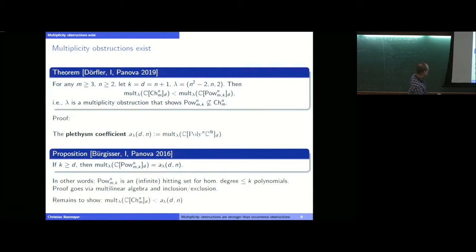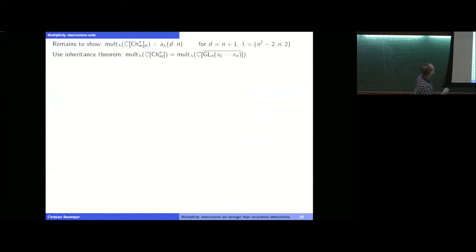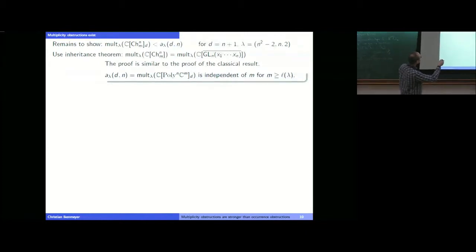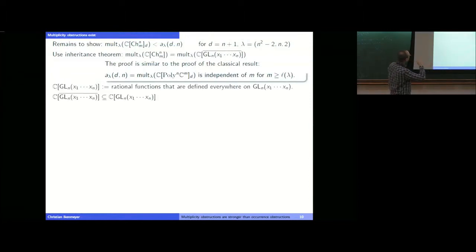So it remains to show that this is smaller, that it somehow doesn't max out, and it doesn't. So we use an inheritance theorem to say that the multiplicity that appears on the tau variety can actually be replaced by an orbit closure of just the products x1 up to xn. This is almost the same setup. It's an inheritance theorem. I don't want to go into the proof right now. So this is products of homogeneous linear forms. These are also products of homogeneous linear forms, just more variables. But it gives you the same multiplicities.